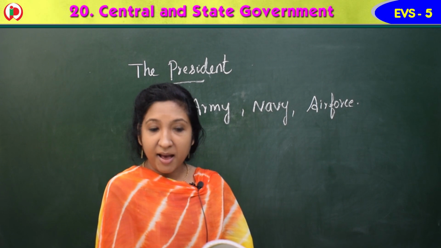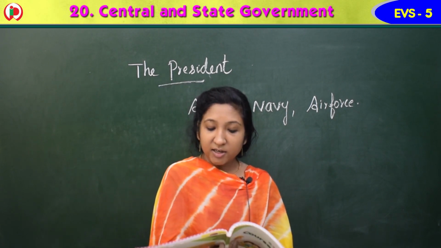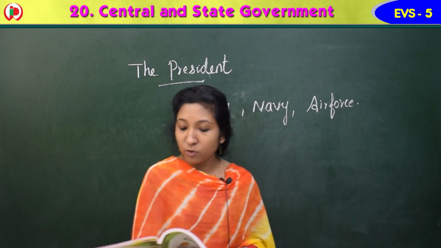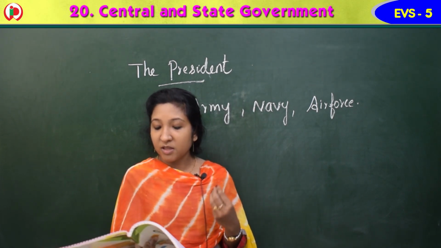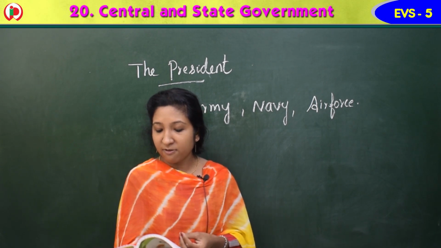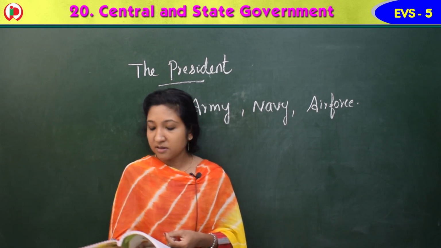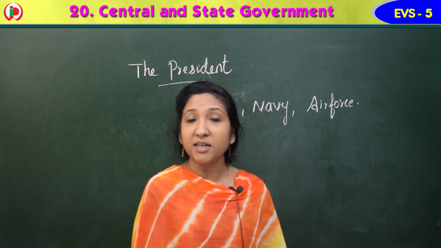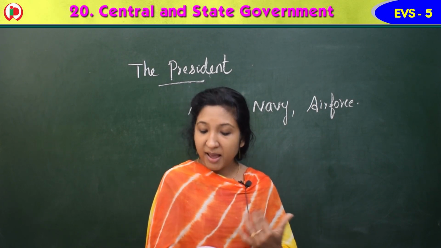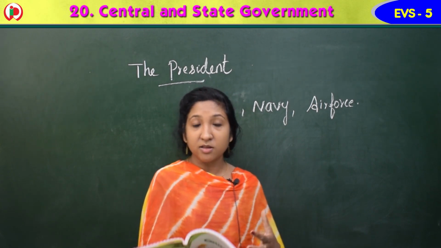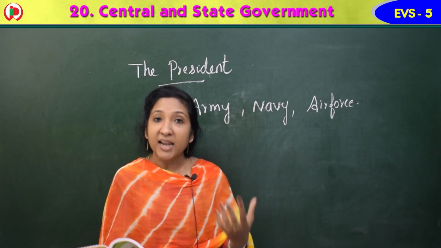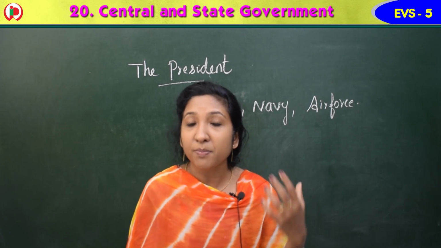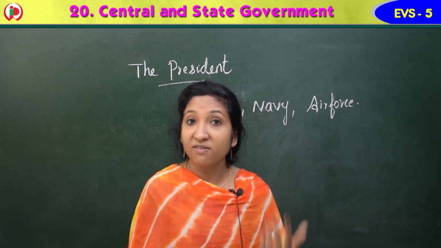He is elected by the members of the electoral college, which consists of the elected members of both the houses of the parliament and the elected members of the legislative assemblies of the states. So how is a president elected? Yes, he is elected by the members of the electoral college. It means we conduct elections in India. We conduct elections, and I already told you the party which gets the majority vote will win the election.